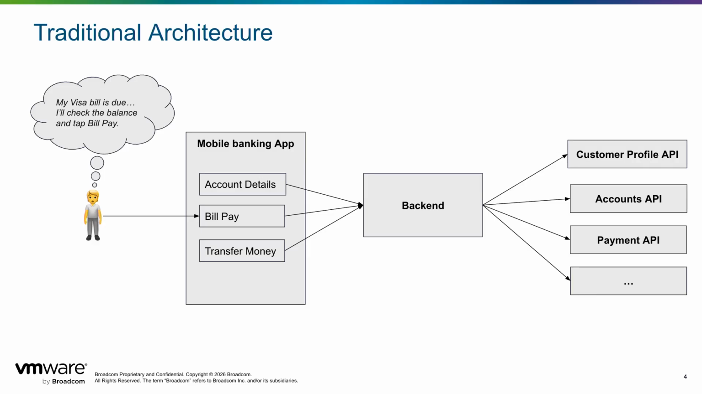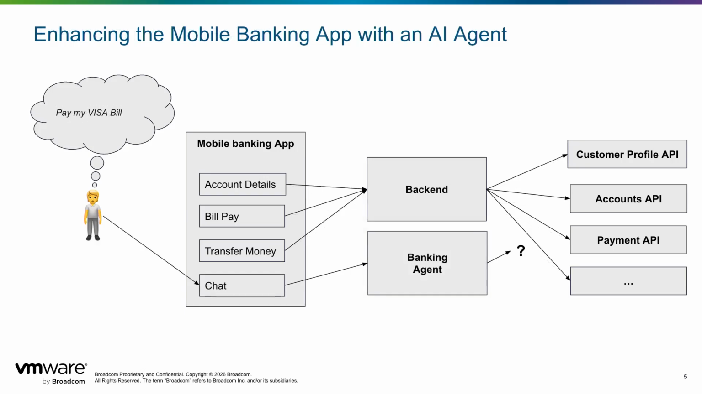I think everybody, right? So now your boss walks in and says, AI, we're going to add a chatbot to our mobile banking app, and you should just be able to say, pay my Visa bill, right? Now the question is, okay, you can add that user interface in the mobile app, but what is that going to call? We're going to introduce this mystery box called the banking agent. This banking agent is going to do some work, so it somehow needs to call those APIs, right? And the question is, how? What are the choices we have for building this? This is what I want to explore in this talk today.